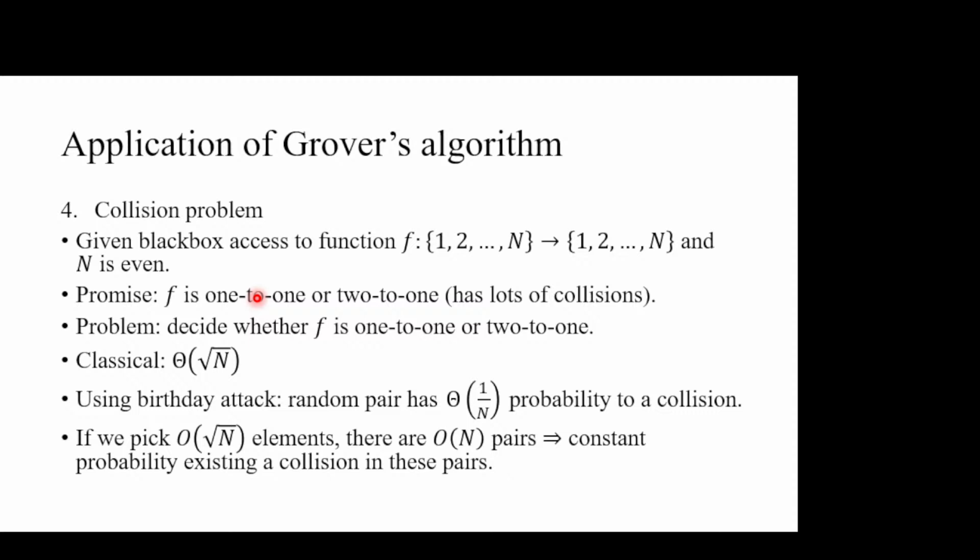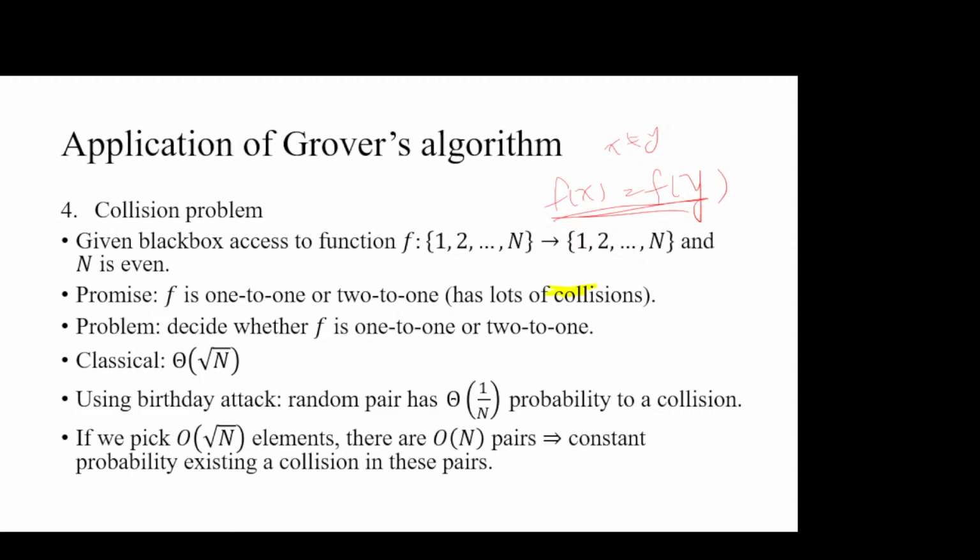And so it's promised that your f is either 1 to 1, so every input maps to a unique output, or 2 to 1, meaning that every 2 inputs map to the same output. Okay, so 2 to 1 means that there are a lot of collisions. Once again, collision means that some x and y different from each other, so x not equal to y, such that f of x equals f of y. This is what we mean by collision.